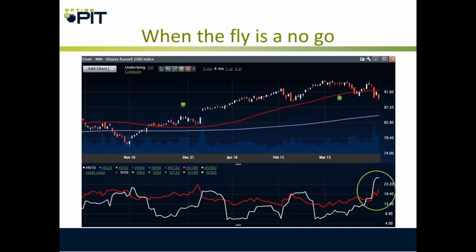All right, so now, here's a condition where I won't do butterflies or iron condors. Maybe an iron condor, but not a butterfly. So this white line is 10-day realized volatility. So it's how much the market has been moving the last 10 days. All right. The red line is 30-day implied volatility. So really, the red line represents where implied volatility is, and the white line represents how much things are moving.